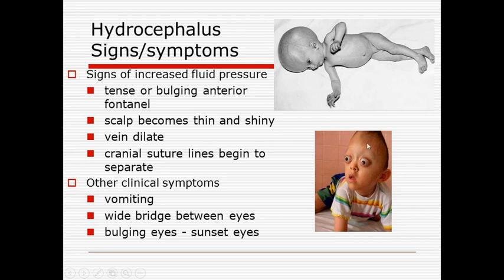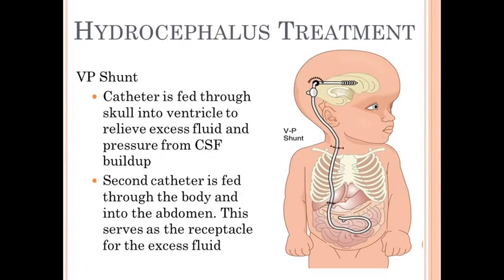And the cranial suture lines may separate because in the newborn baby the suture lines are not fused yet. Apart from that, in the eyes there will be the setting sun appearance, there will be vomiting, and widening of the bridge between the eyes. So these are the features of hydrocephalus. So how can you treat this?